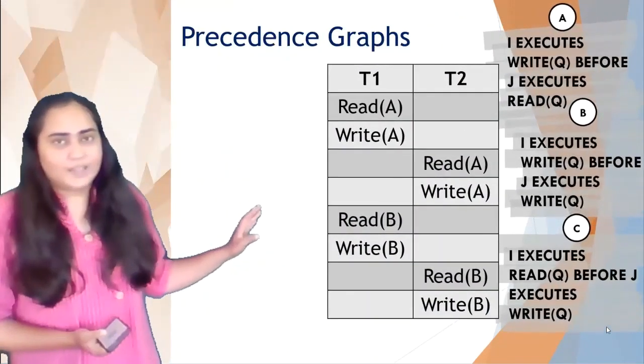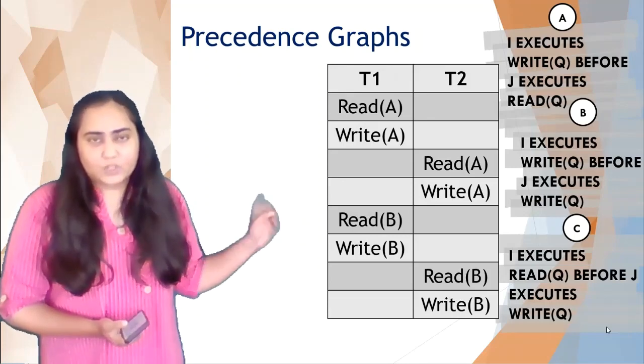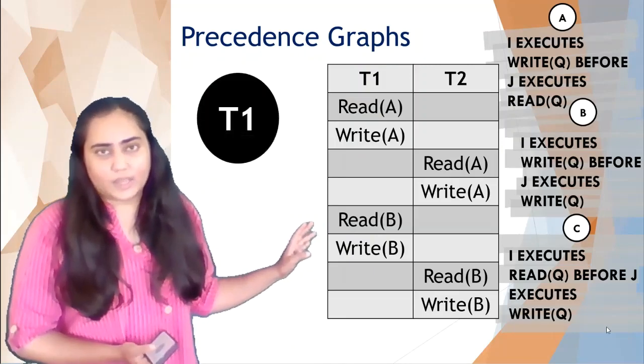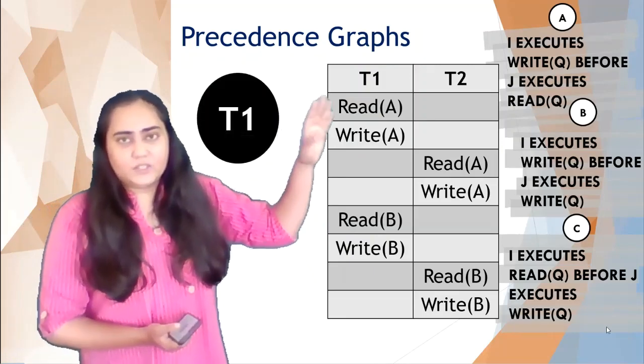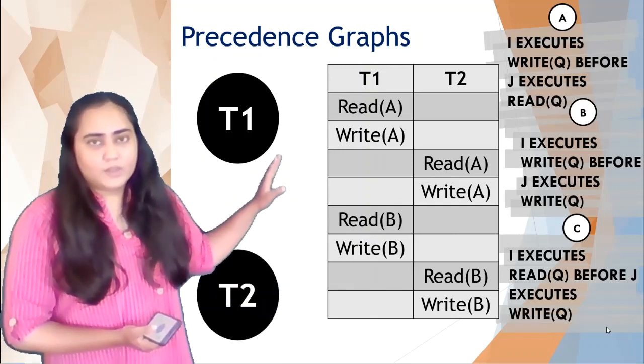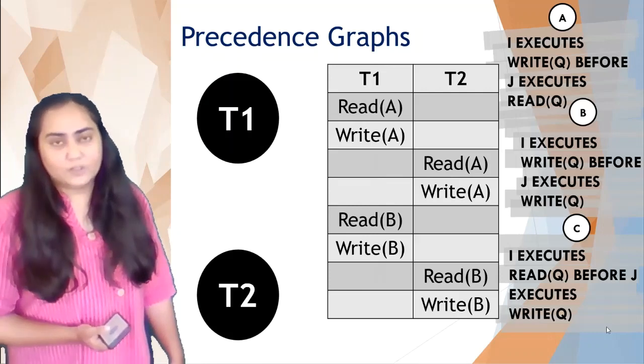Now let's take an example. This is the schedule that we used earlier to check for conflict serializability, and the same schedule I'm going to use again. So there are 2 transactions, T1 and T2. So let's make vertices of those 2. So there are 2 vertices, T1 and T2, because there are 2 transactions.